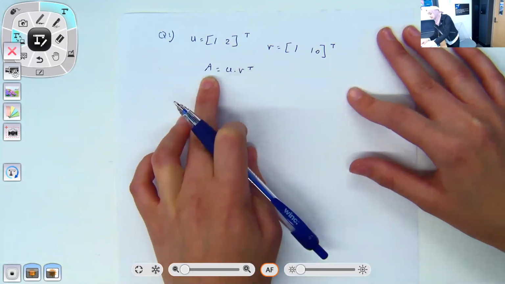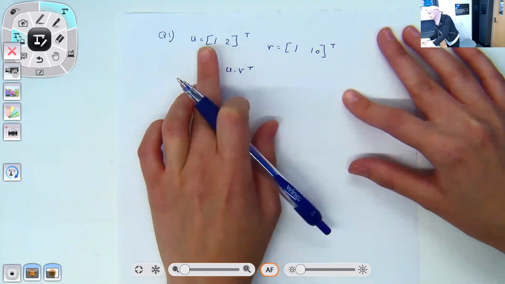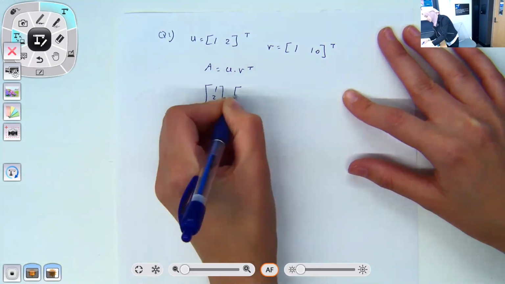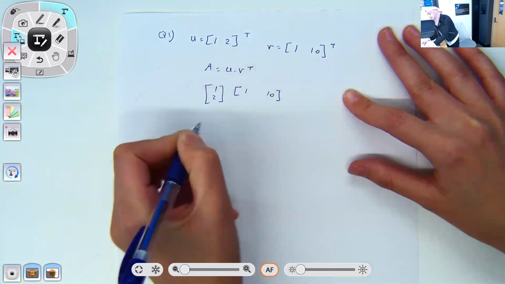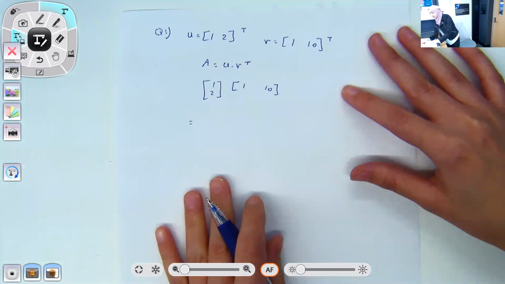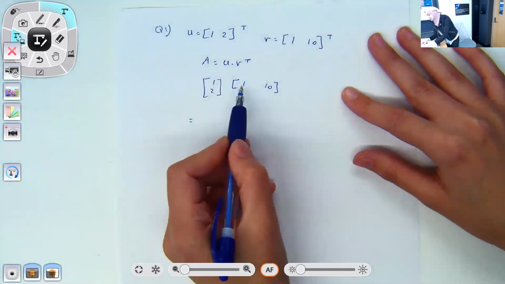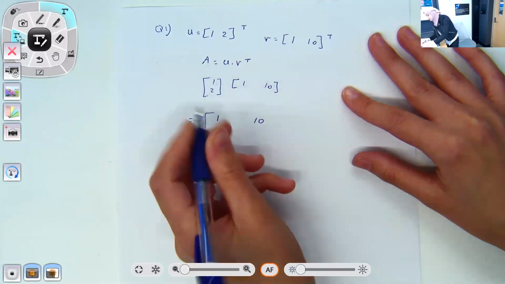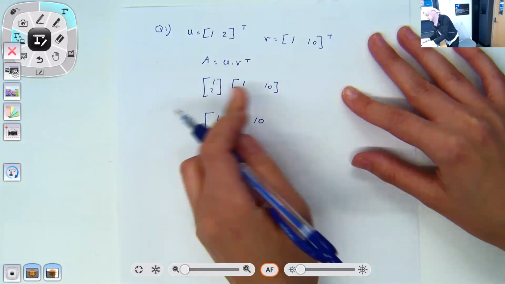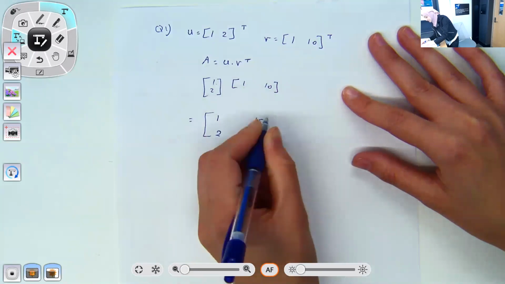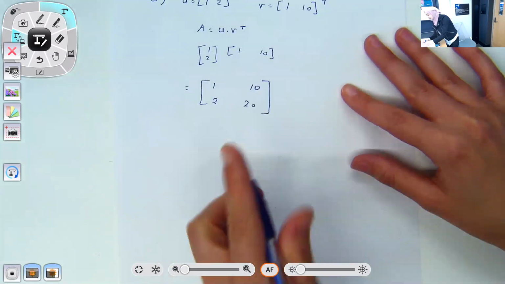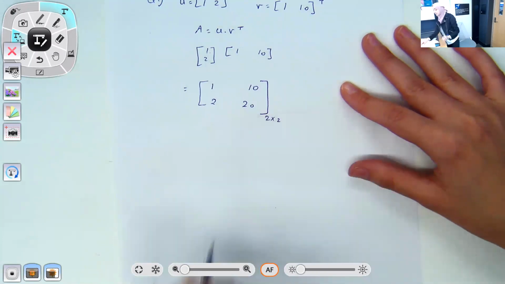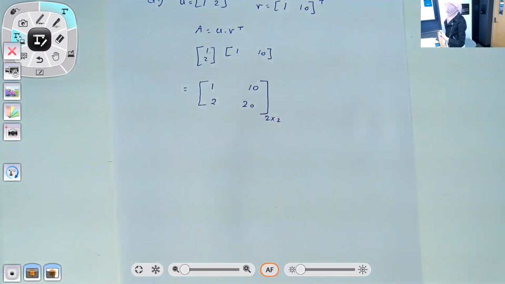So to find the matrix A, we need to find the outer product between [1, 2] multiplied with [1, 10]. How can we find the outer product? We multiply 1 times 1, which equals 1; 1 times 10, here 10; 2 times 1, 2; and 2 times 10 is 20. This is the matrix A. The dimension of this matrix is 2 by 2. Now we need to find the eigenvalues of this matrix.